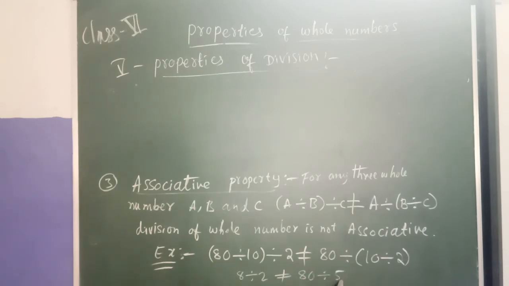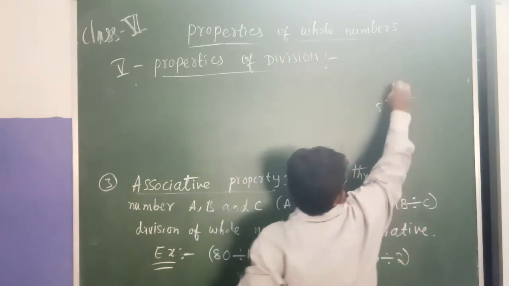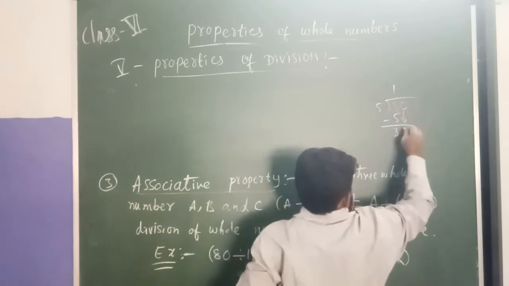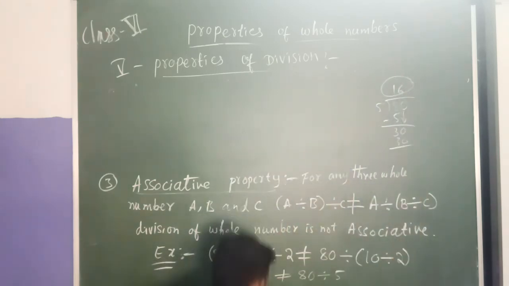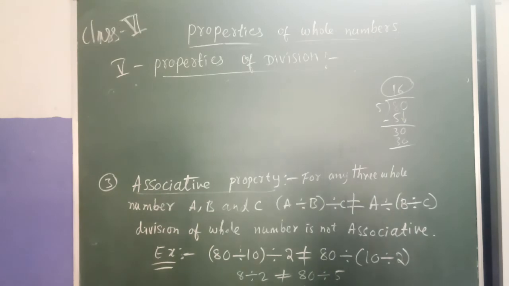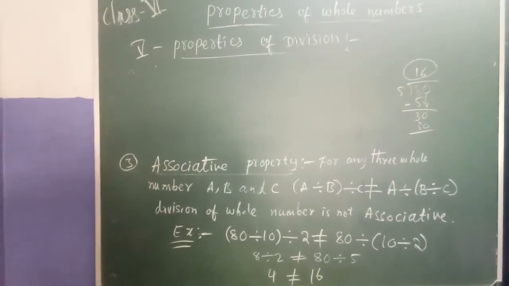See here, 5 1s are 5. How many left? 8 minus 5 is 3. 0 we have to take now. 5 6s are 30. What answer are we getting? That is 16. Can both be equal? They are not equal. This side is not equal to this side. That's why I showed that example. Now, not equal. Note that down also.